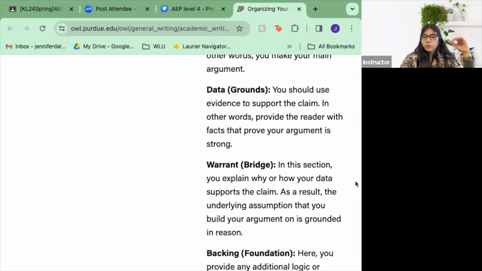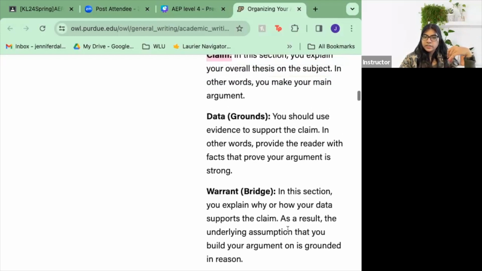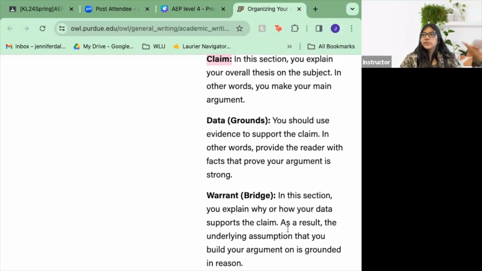Okay, and then the warrant or the bridge. In this section, you explain why or how your data supports the claim. As a result, the underlying assumption that you built your argument on is grounded in reason. Okay, so after you make a claim, after you provide any sort of evidence, bless you, you want to explain why this is relevant and how it supports your claim.